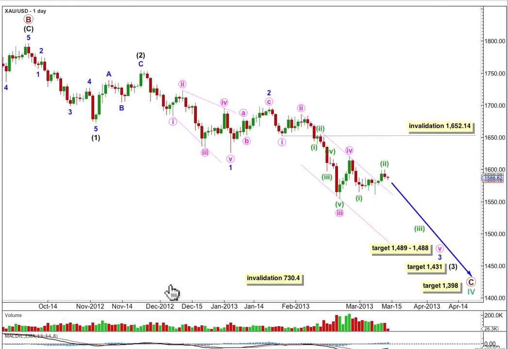I have two daily wave counts. This is the main daily wave count, which remains the same as last week. Last week's analysis expected some upwards movement from gold. I had two targets for it to end at 1590 or at 1604. Upwards movement has ended just short of 1604.